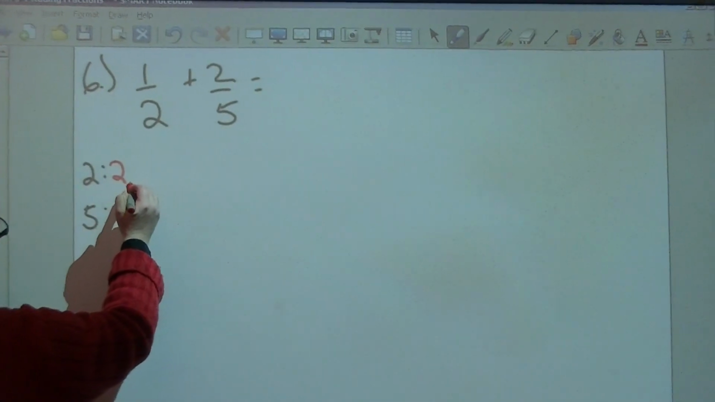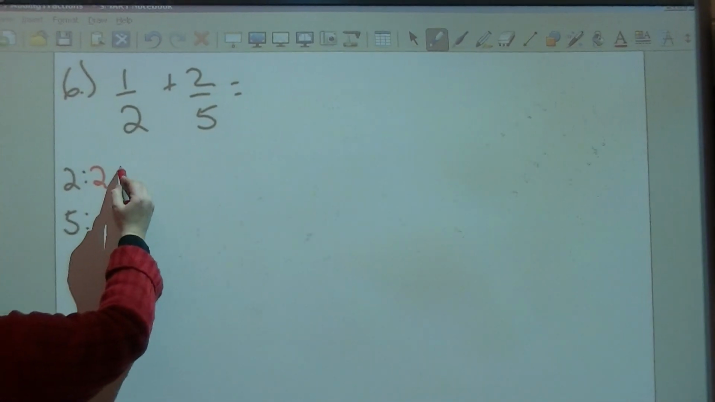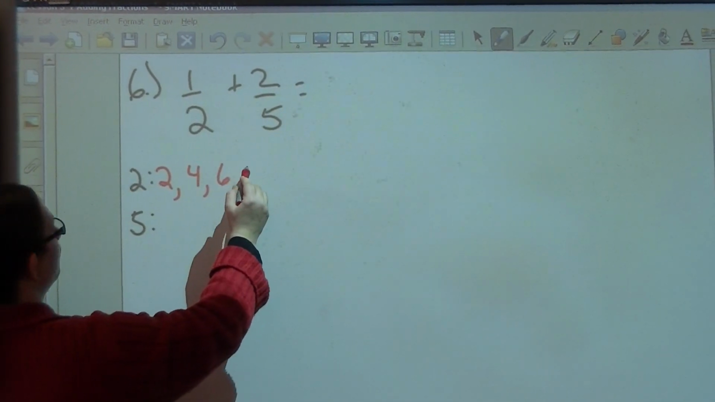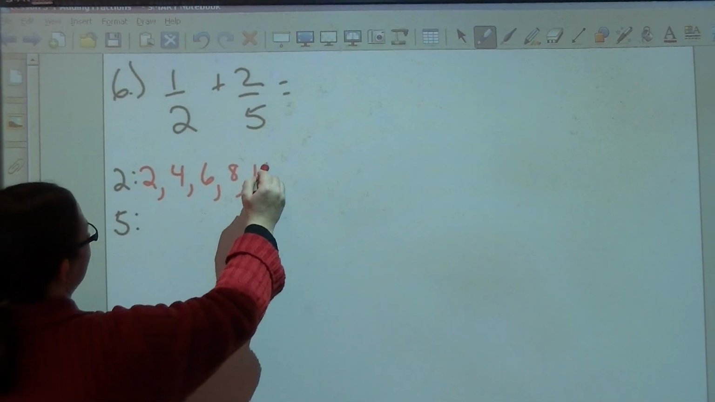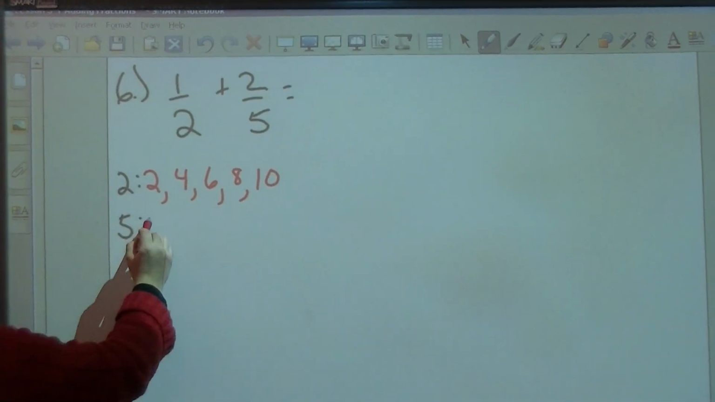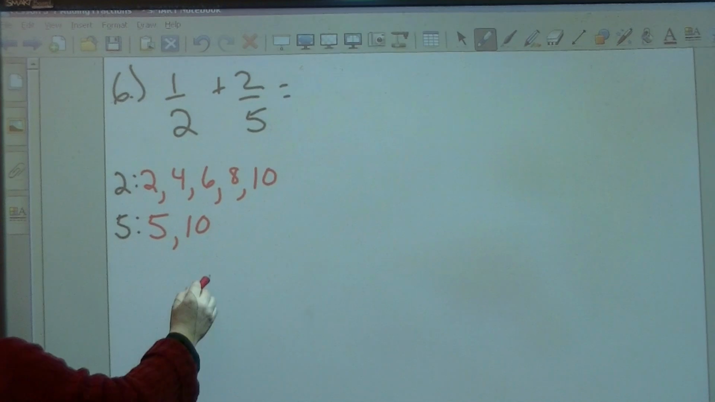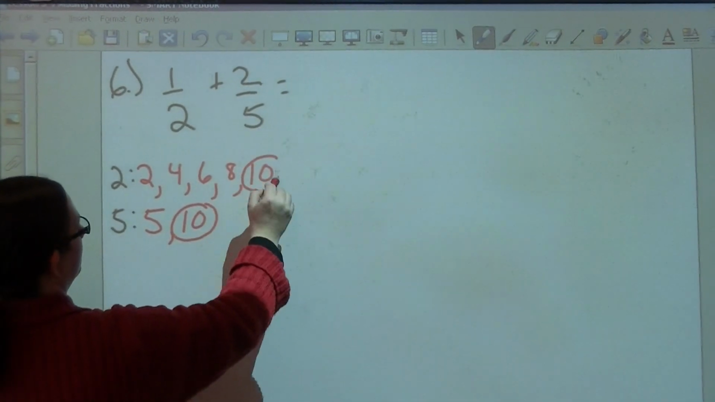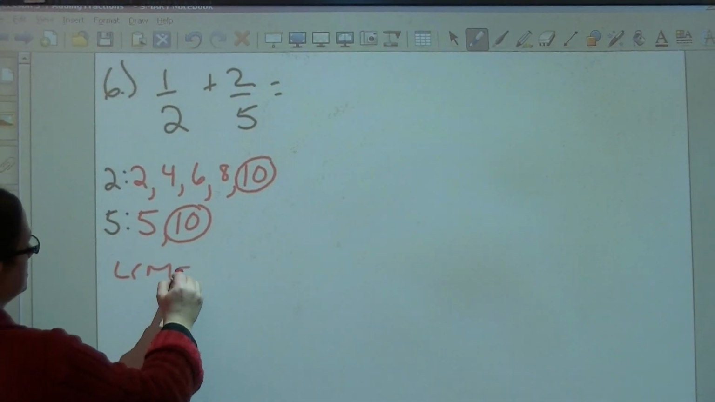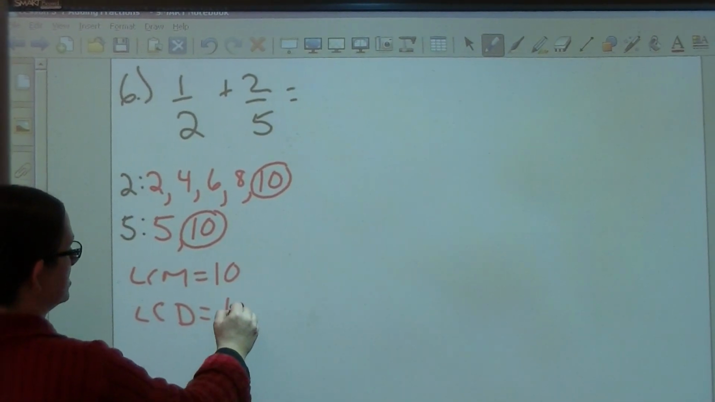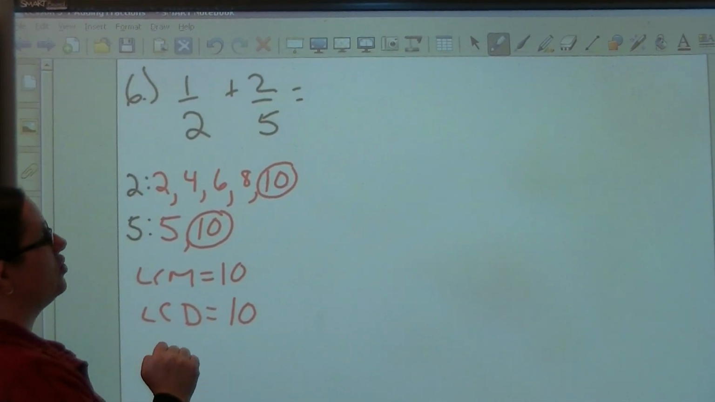So we have multiples of 2. 2 times 1 is 2. 2 times 2 is 4. 2 times 3 is 6. 2 times 4 is 8. 2 times 5 is 10. Multiples of 5. 5 times 1 is 5. 5 times 2 is 10. So what's our LCM? Our LCM becomes what? 10. Good. So then what is our LCD? It is also 10. Now we need to stop and make equivalent fractions.